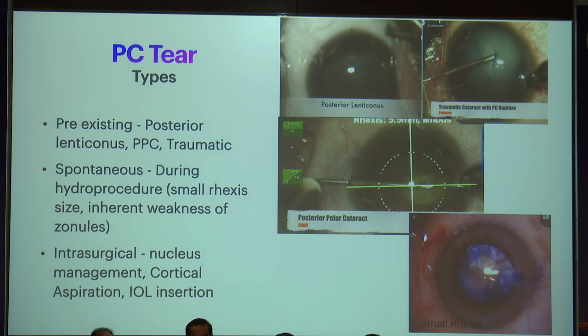So PC tears can be of different types. It can be pre-existing. In pediatric cataracts, we frequently encounter it as posterior lenticonus and traumatic cataract, and in adults it is most commonly posterior polar cataract. It can occur spontaneously during hydro procedures, many times if you have a small rhexis and then the fluid gets blocked in the bag, and there is an inherent weakness of the zonules, it just gives way during hydro procedures. And intrasurgically, it can be due to nucleus management, cortical aspiration, or IOL insertion.